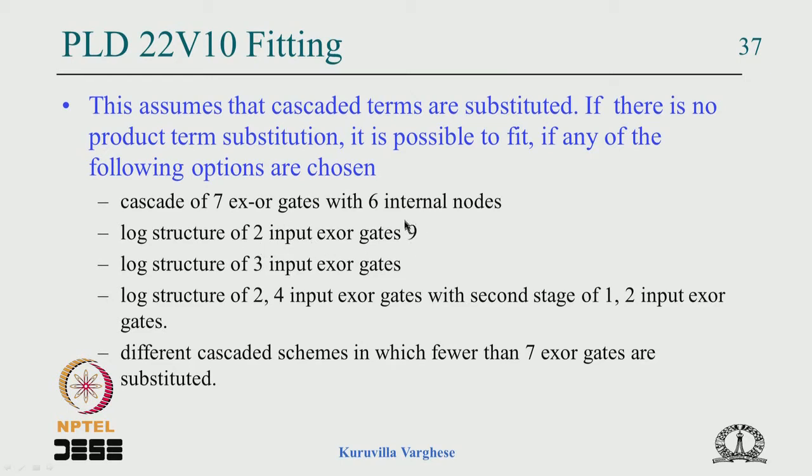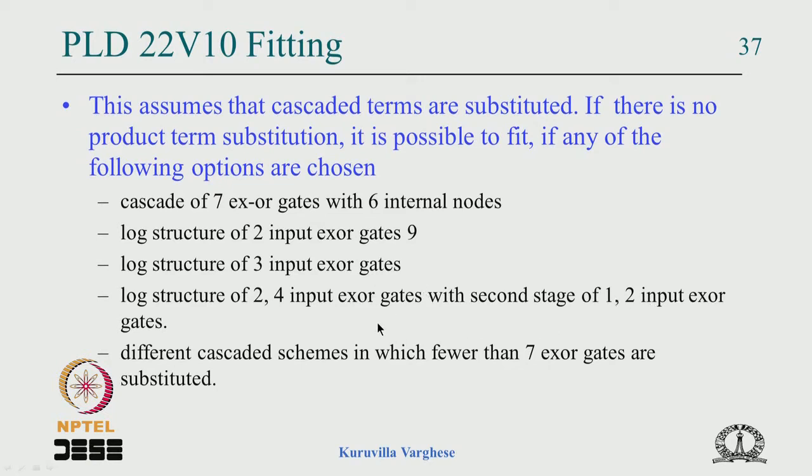Ignore this 9, this is a mistake. A log structure of 3-input XOR gates is possible, or a log structure of 2 4-input XOR gates. That means you have 2 4-input XOR gates, but these will expand to 8 product terms, 2 raised to n minus 1, and then that output is cascaded into 1 2-input XOR gate.